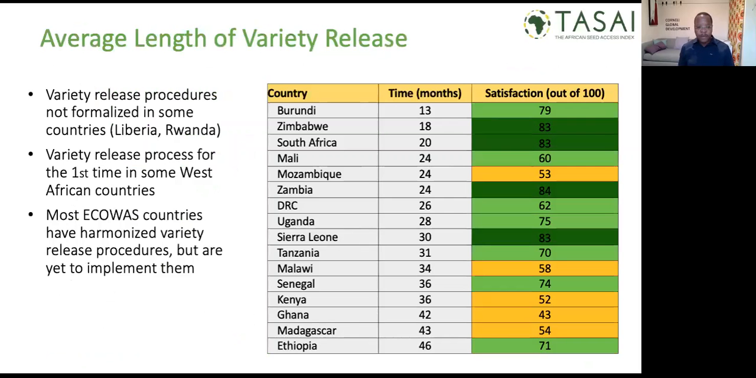The average length of variety release, this is the time it takes to develop a variety to get it out to the market. This ranges from about a year in Burundi to about 4 years in countries such as Ethiopia. So we are trying to shorten this period for variety release so that you have more and more technologies available to farmers in a very short time space.